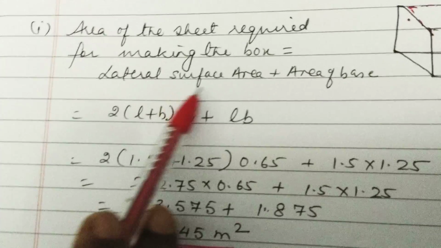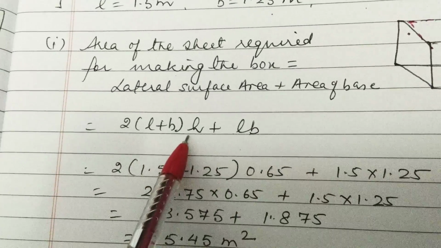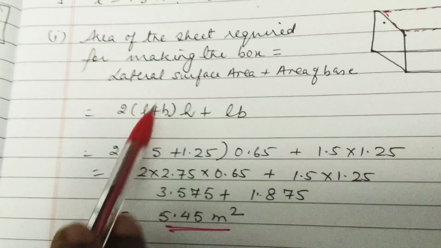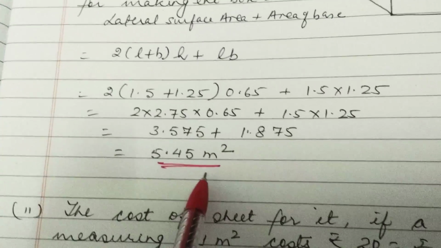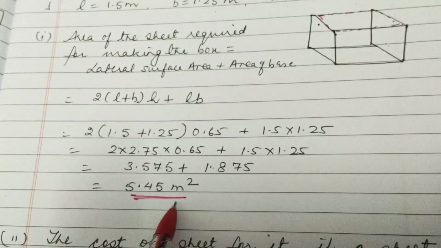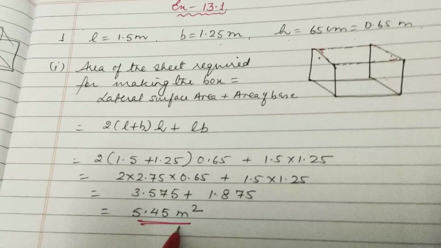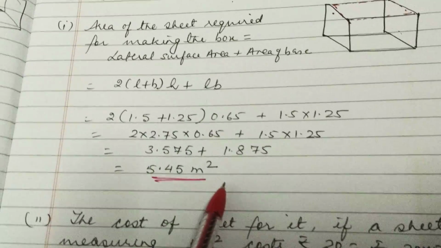We know that the lateral surface area of a cuboid is 2(L plus B) into H, and the area of the base will be equal to L into B. So just put the values here, and when you solve it, you will get 5.45 meter square. So the area of the sheet required for making the box equals 5.45 meter square. You write down the answer in that form only.